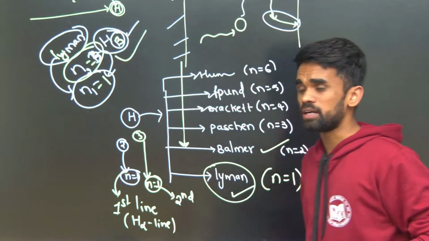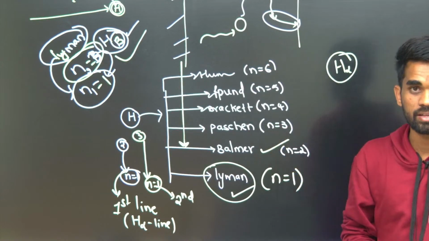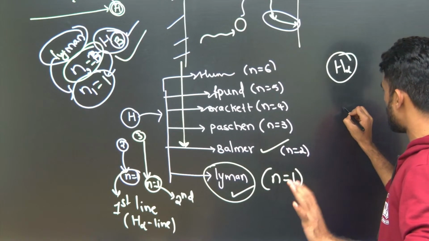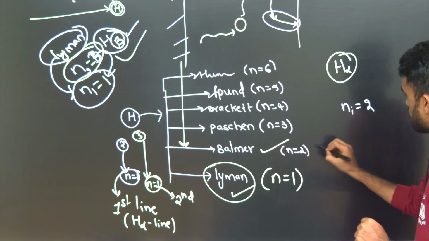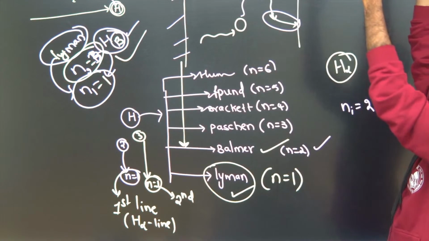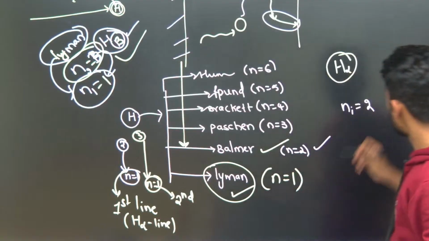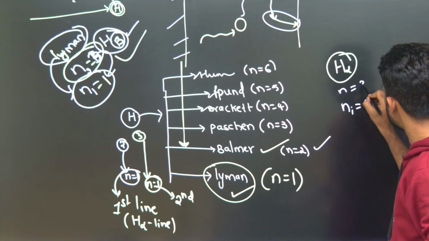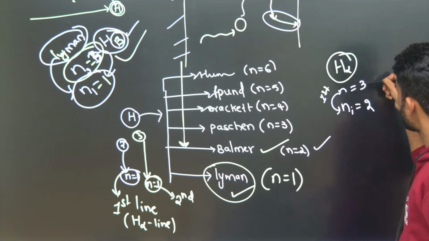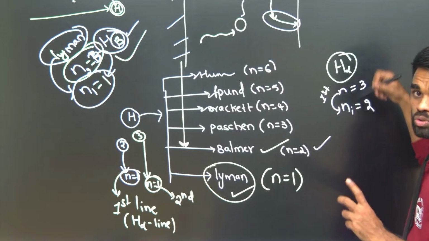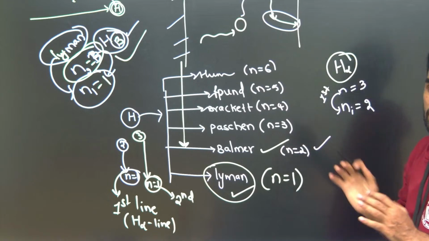In the same manner, you tell me what the H alpha line is in the Balmer series. We know for the Balmer series, the lower number n1 equals 2, and from any higher energy state it can come to this second level. Then we call it a Balmer series line. So 3 to 2 is the first line, 4 to 2 the second line, 5 to 2 the third line, 6 to 2 the fourth line, like that. I hope it is clear.